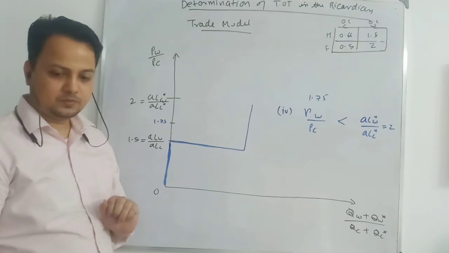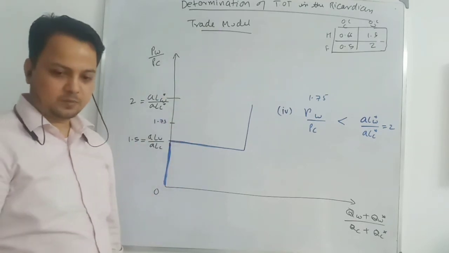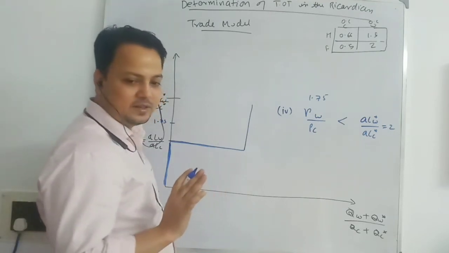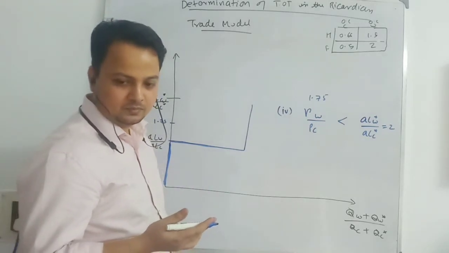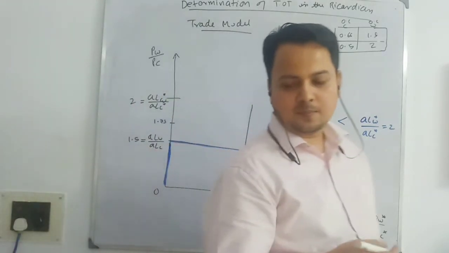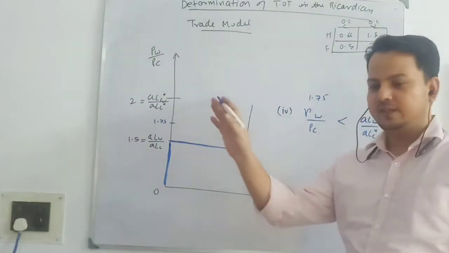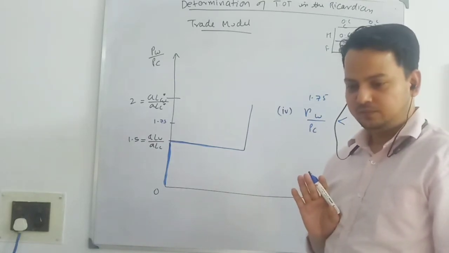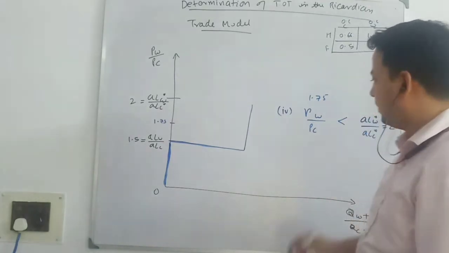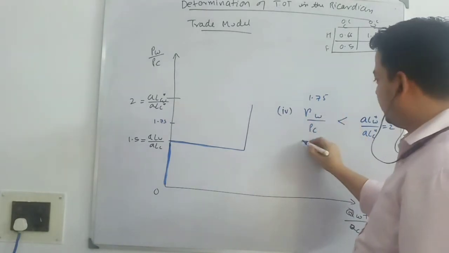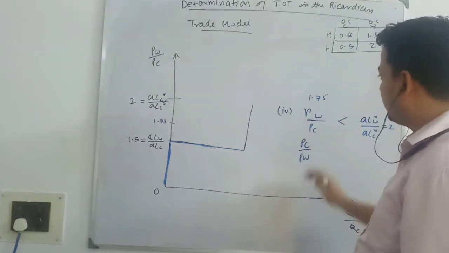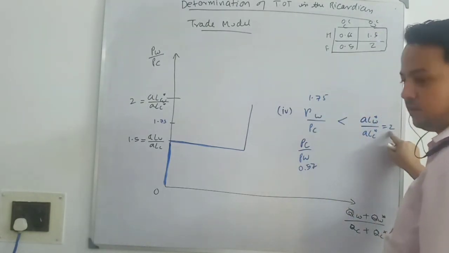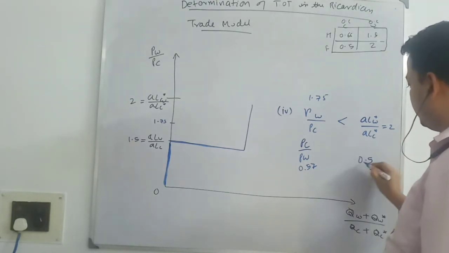Yes, no. Okay, but now look from the foreign country perspective. For the foreign country, what is it exporting? It is exporting cheese, because it has comparative advantage in the production of cheese, right? So we have to see the reciprocal of this one. This will be PC by PW. When you do the reciprocal, you will be getting 0.57, and the reciprocal of 2 is 1 by 2, which is 0.5. So the sign will change.